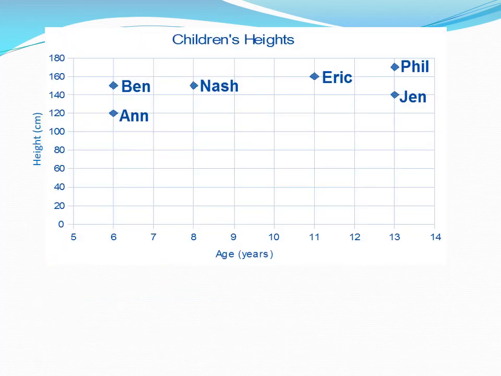Let me show you this example. In this graph, I'm showing a relation between the age in years and the height in centimeters. If you look, for example, at Anne. Anne is 6 years old and she's 120 centimeters. Ben is 6 years old and 150 centimeters. Now she's also 8 years old and 150 centimeters.